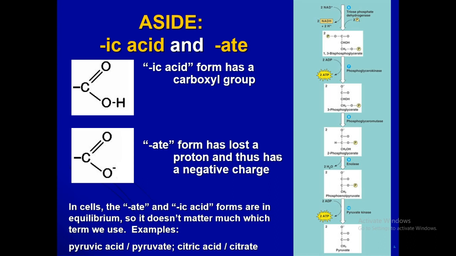In this particular discussion, especially in the Krebs cycle, the intermediates in the Krebs cycle are organic acids. That's why we have the suffixes -ic acid and -ate, such as pyruvic acid and pyruvate. So they are actually similar. Okay? In cells, the -ate and -ic acid forms are in equilibrium, so it doesn't matter much which term we use. They are the same: pyruvic acid, pyruvate, citric acid, citrate. So do not be confused with those suffixes.